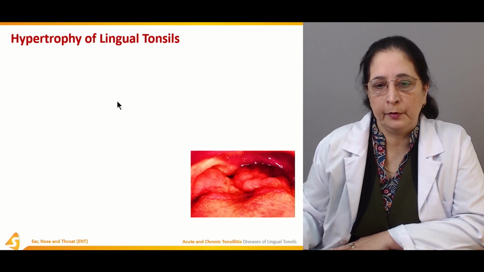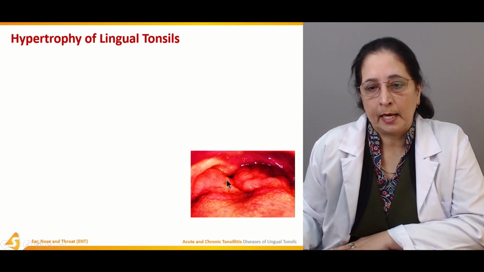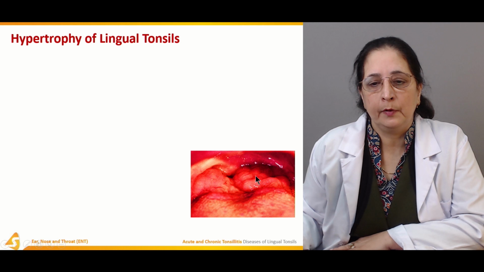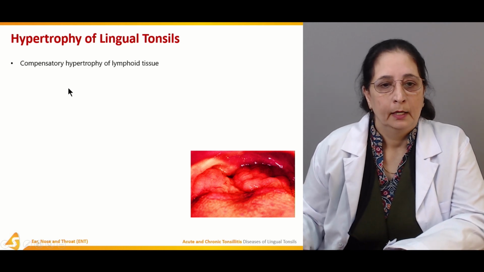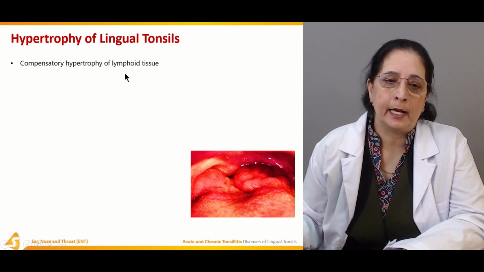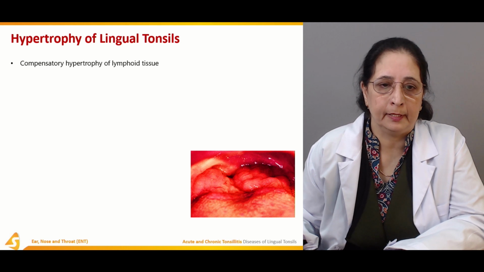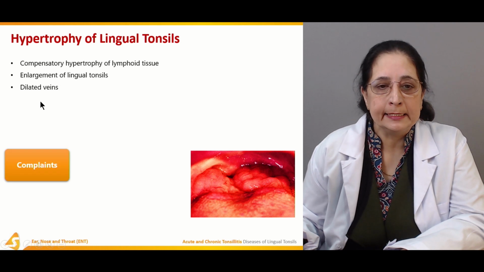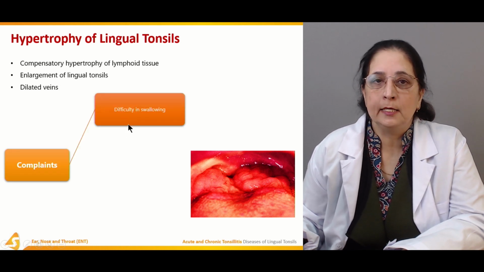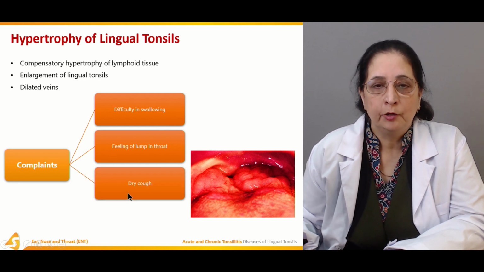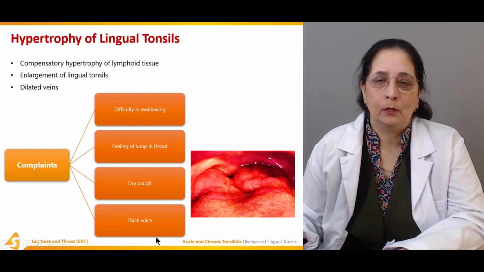Next, hypertrophy of lingual tonsils. If they become hypertrophied, you can see there is hypertrophy at the back of the tongue, and the lingual tonsils become enlarged and hypertrophied. Compensatory hypertrophy of lymphoid tissue is one cause of hypertrophy. With enlargement of lingual tonsils, there are dilated veins. Patient complains of difficulty in swallowing, feeling of lump in throat, dry cough, and thick voice.